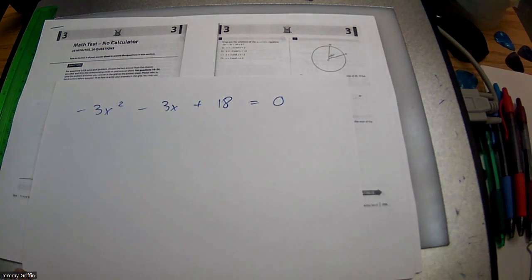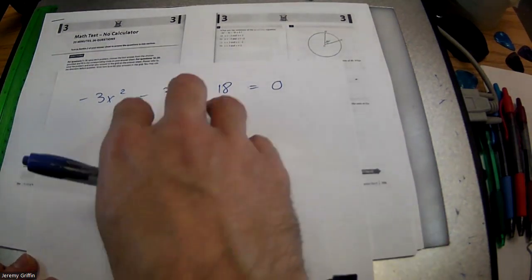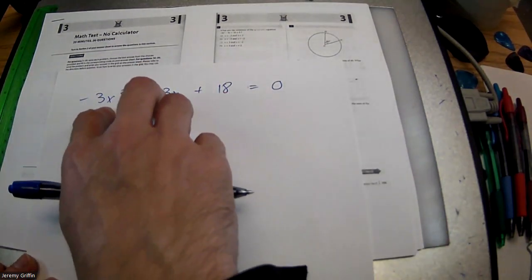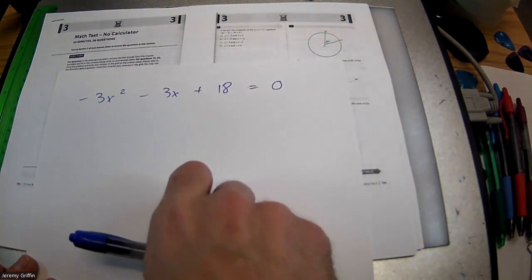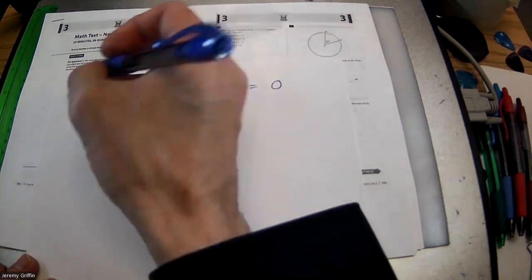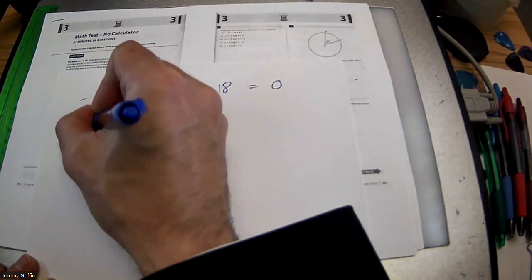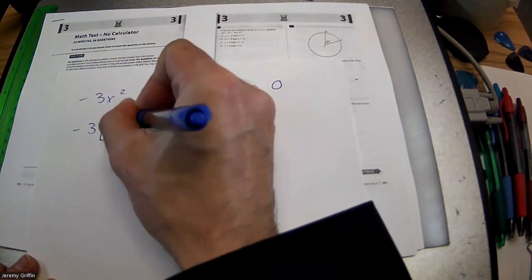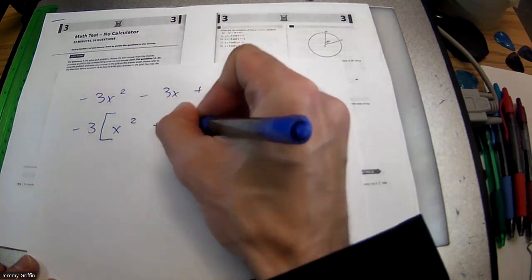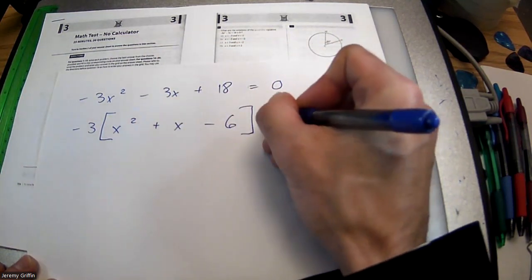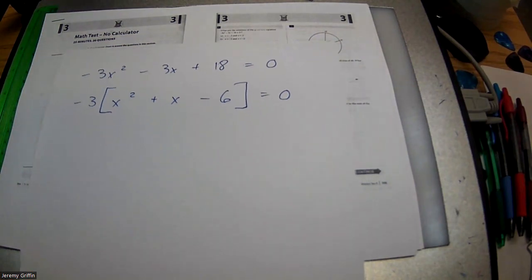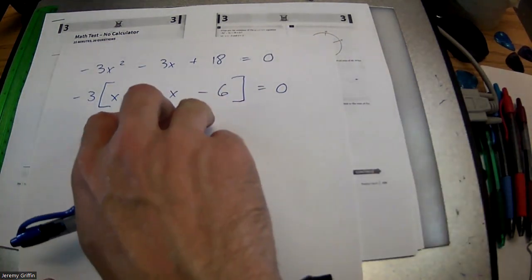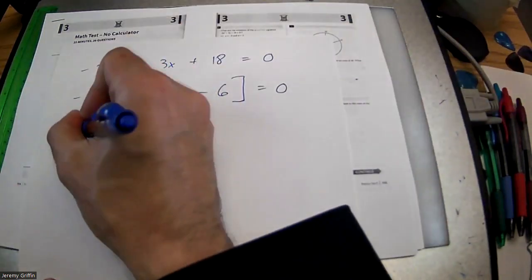There's a couple of approaches you could take. One step that I like is, see how all of the coefficients are factors of -3? So I'll take that out first: -3 times x squared plus x minus 6 is equal to 0. You can do that, right? From here, a couple ways you can do it. I think the fastest way is just to factor it.